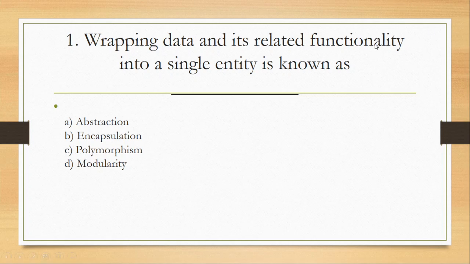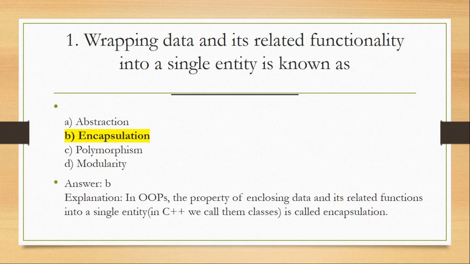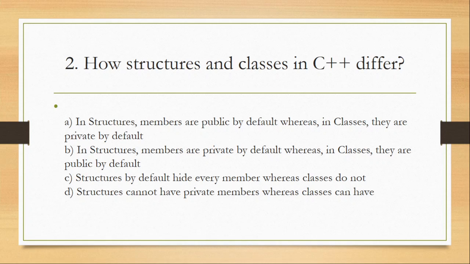The first one: wrapping data and its related functionality into a single entity is known as encapsulation. In object-oriented programming, the property of enclosing the data and its related functions into a single entity, which in C++ we call classes, is called encapsulation. Answer is encapsulation.